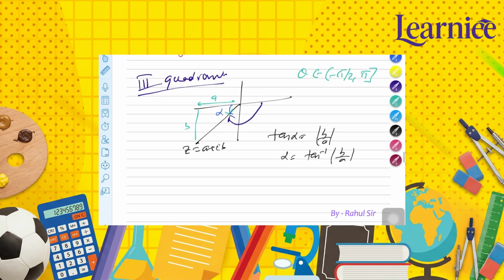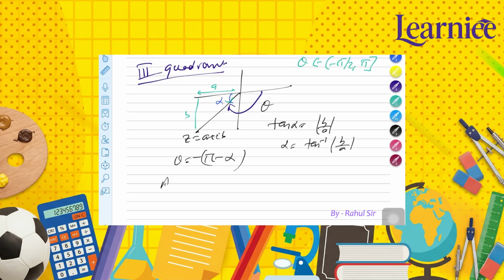So what is the theta? That is the principal argument. We can say that theta is pi minus alpha, but since we are measuring in the clockwise sense, it will be minus (pi minus alpha). Got it? So in the third quadrant, the argument of z is theta, that is, pi minus alpha is the magnitude, but since we are measuring in the clockwise sense, hence we'll put the minus here.